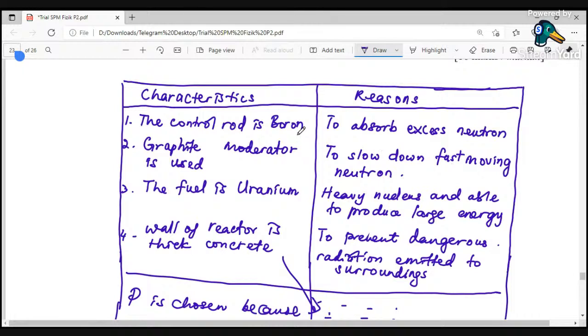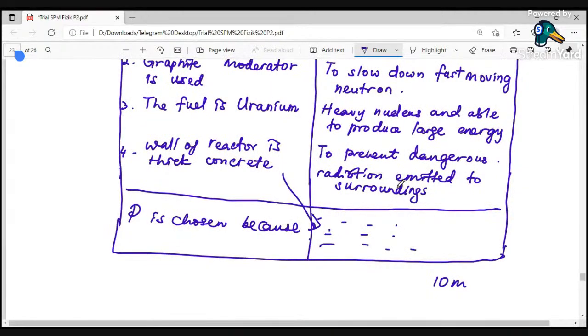So if you write in table form, you can see all the points clearly. There's no repetition of characteristic, and then the reason also is suitable for the characteristic discussed. For reason, you can repeat if suitable. Okay, if not suitable, it's considered wrong.